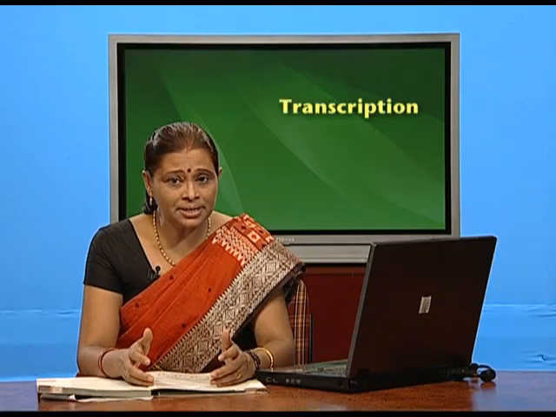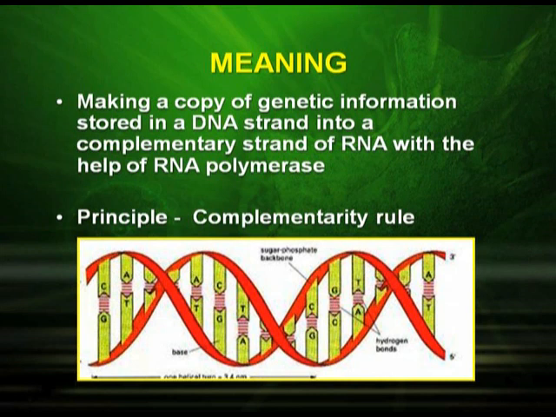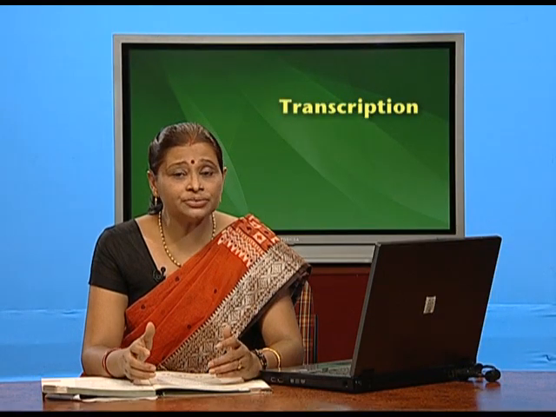Let's have a detailed meaning of the transcription. It's making a copy of genetic information stored in a DNA strand into a complementary strand of RNA with the help of RNA polymerase. It is based on the principle of complementarity rule. As you can clearly see in the picture, the complementarity rule means that A pairs with T and G pairs with C.